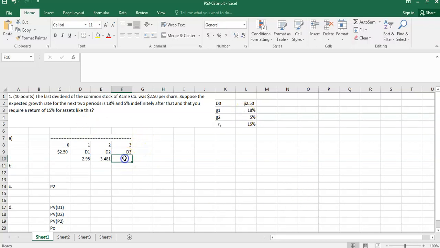And then D3, well, if I want to find D3, now I need to be careful. I can't take D0 and grow it 3 periods. I've got one growth rate that takes me up to time period 2, and a new growth rate that grows D2 to be D3. So I have to do this the one-off way, in which I say, well, D3 is equal to D2 multiplied by 1 plus the growth rate, where that growth rate is now G2, my growth rate thereafter. I see I left an asterisk out there. All right, so now I will have my D3.